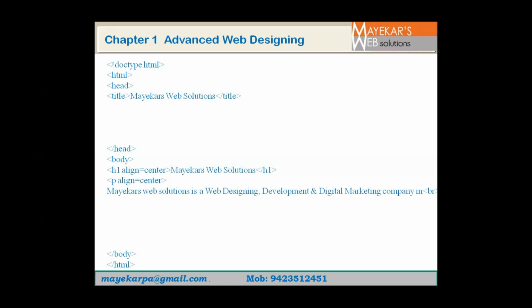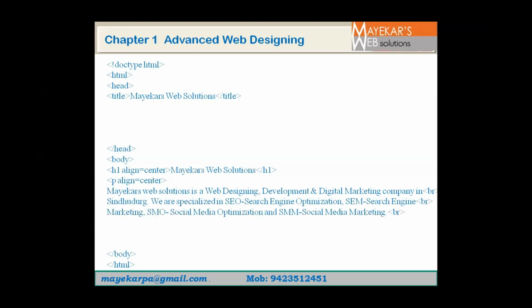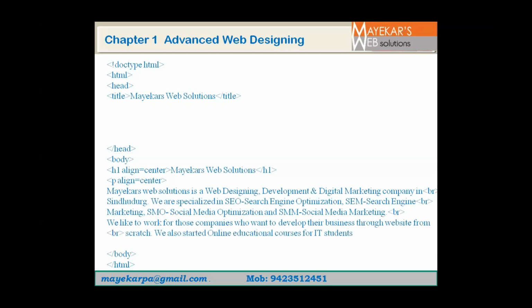The first line I've completed, then a br tag. Here is the second line, third line, fourth line, and here we are closing the paragraph by using slash p. Okay, so here we have completed the body section. Two tags are used in the body section, h1 and p tag.